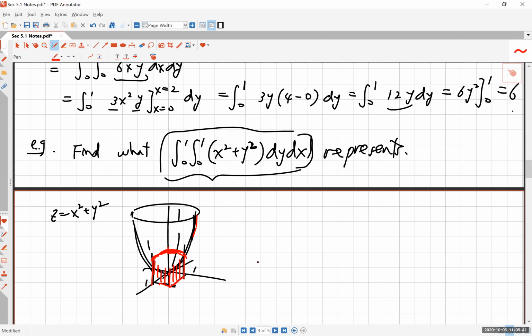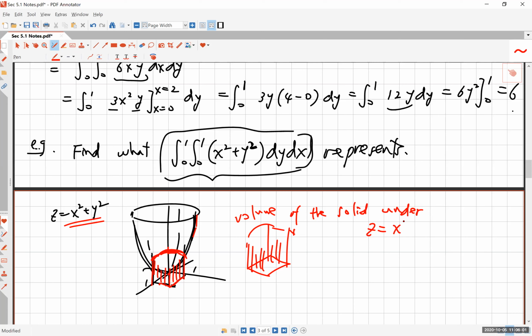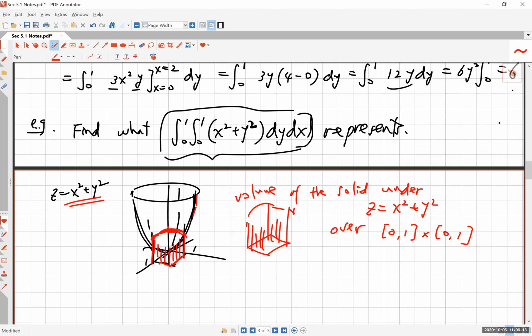So the area would look like this, right? So this would be a solid area, and I don't know what the top looks like, but that, okay. So the volume of the solid under z is equal to x squared plus y squared and over the region written as the Cartesian coordinate. It's a square region from 0 to 1 to 0 to 1. This is called a unit square. Okay, that's what this represents.